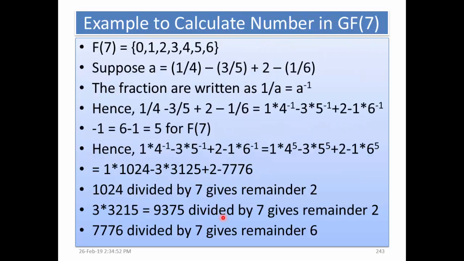Now we will do this example of calculation of GF(7) in the next video.